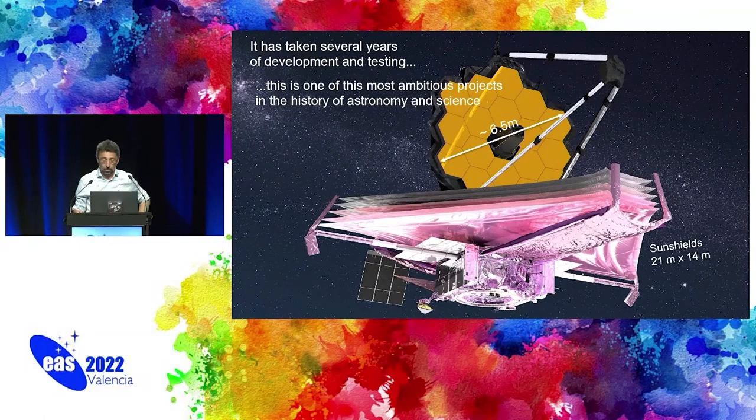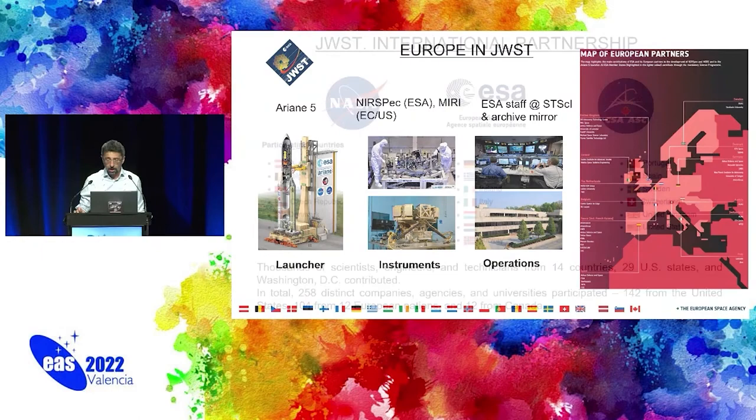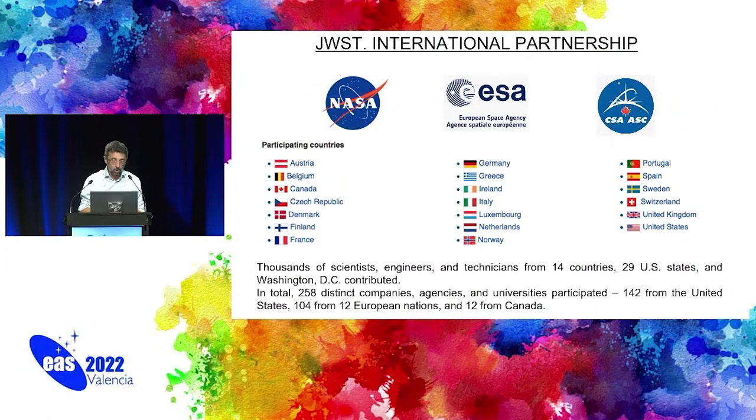As mentioned, Europe has played a key role in Webb: the Ariane 5, two of the instruments, which to me are the most complex instruments on board the Webb Telescope, and also providing staff for the operations and the archive. But beyond Europe, Webb is a great international project involving nearly 260 companies, agencies, and universities, and more than 100 of them in 12 European nations. So it's really a global enterprise.